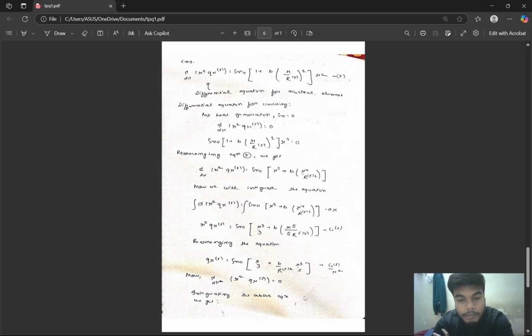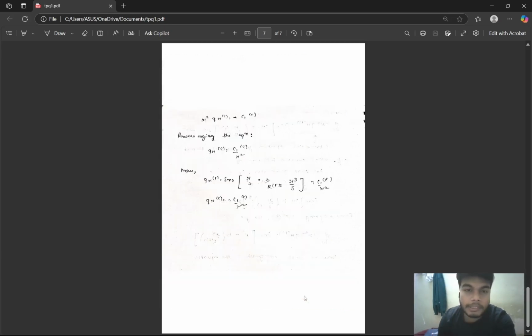Now, for the cladding, no heat generation is present, so d by dr of r square q_r of C is equal to 0. Now we will integrate this equation. After integrating, we get r square q_r of C equals C1 of C. Now rearranging the equation, we get q_r of C equals C1 of C upon r square. It's just divided by r square.